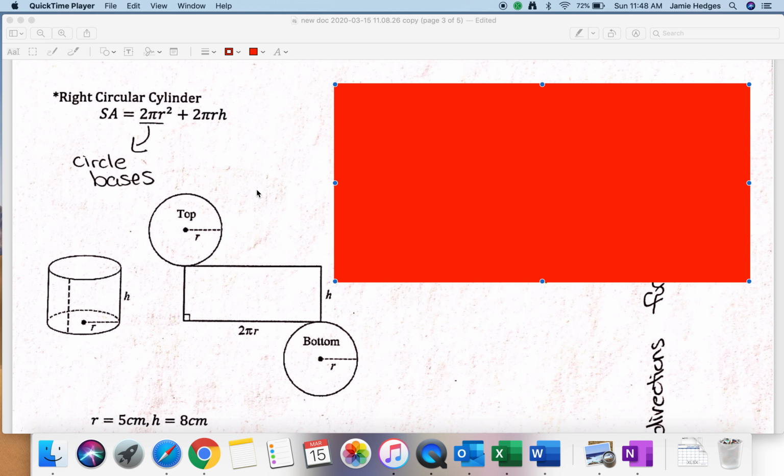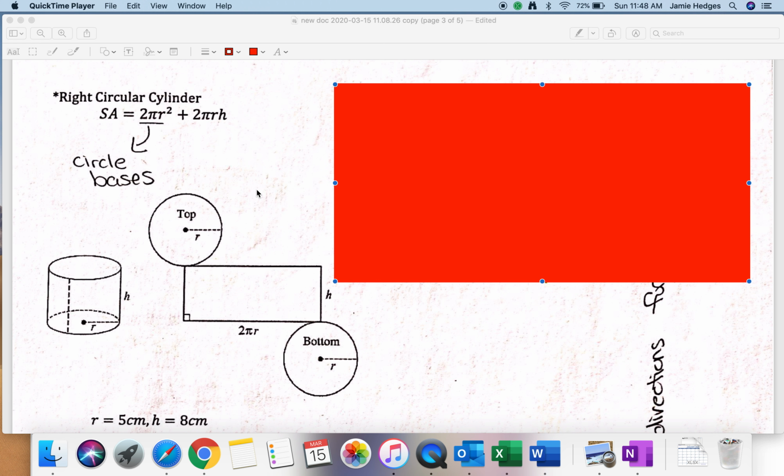Next we have some more formulas. So we're going to look at a cylinder and a cone. It's really important to understand the parts of these formulas because we're going to need those later on. At the end of this section, we're going to have to put two shapes together.